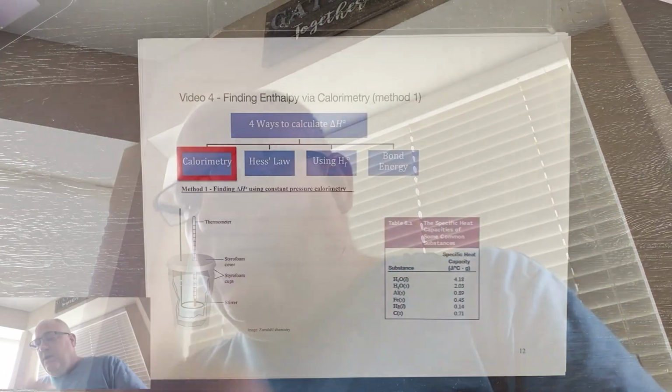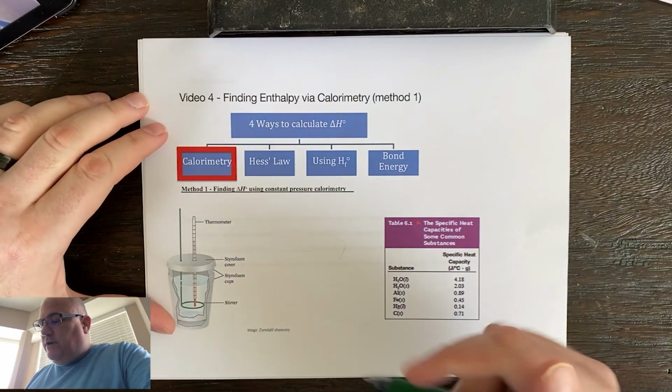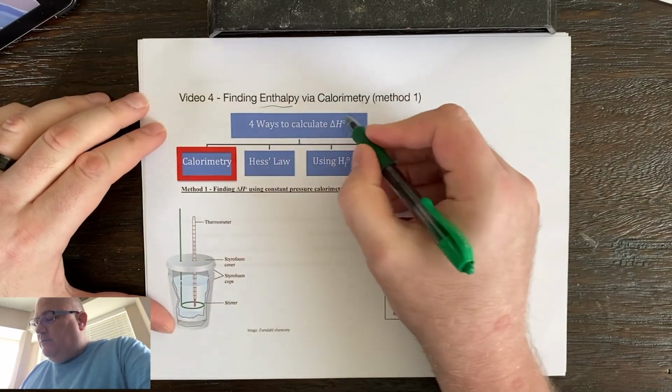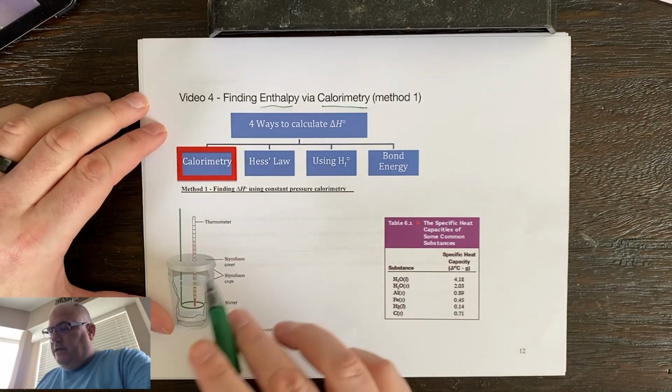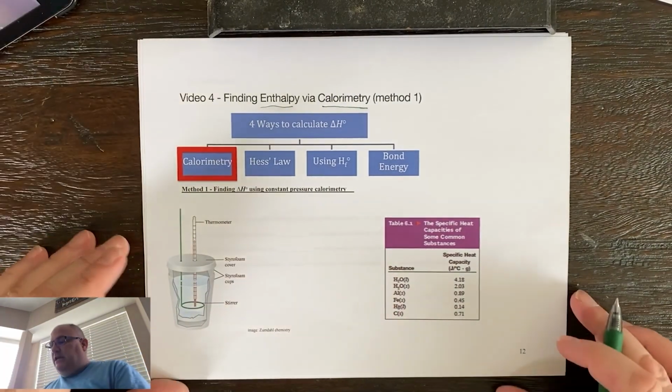All right, so we're back with video 4, and this time we're going to start our first attempts to calculate enthalpy using one of the methods. And what we're going to start with today is trying to figure out enthalpy with calorimetry. I've put a nice little red box around it to let you know this is what we're doing. So what is calorimetry?